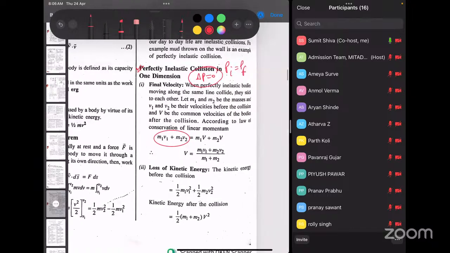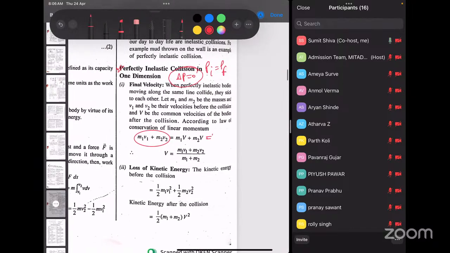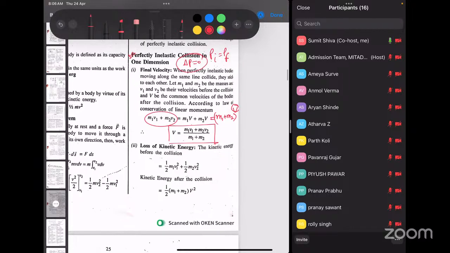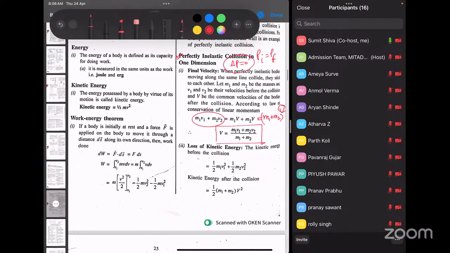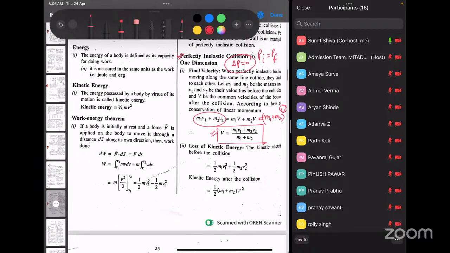So this will be m1 plus m2 times v, and I am interested in velocity v. So v equals m1 v1 plus m2 v2 divided by m1 plus m2. Are you getting how we are having this formula? Yes or no?